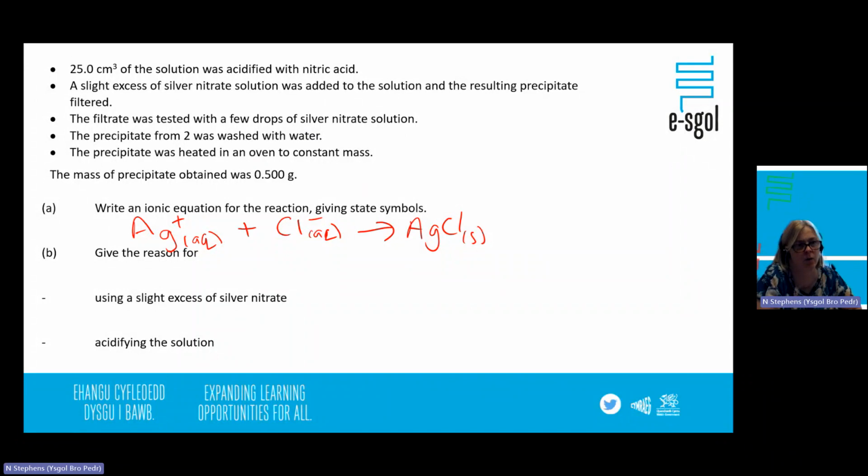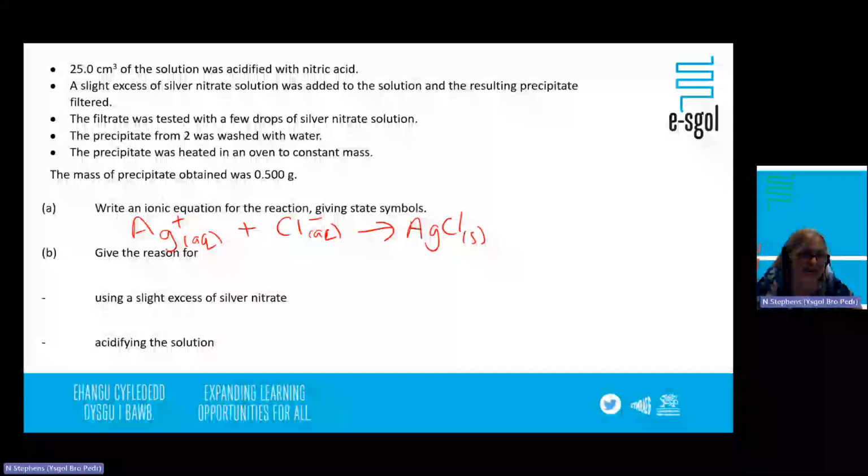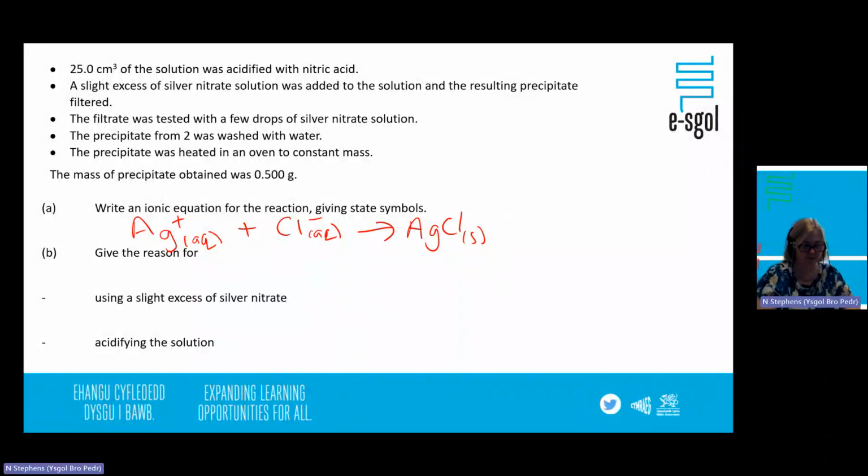It then went on and asked you, which again is well within the remit of what they may ask you, to explain why certain things were done. So give a reason for using a slight excess of silver nitrate. Okay, well, the reason that you add an excess of silver nitrate is because you want to make sure that all that chloride is indeed precipitated out. So it's just a checking mechanism. If you've got the excess of the silver, then you know that it will precipitate all of that silver chloride out, and therefore there are no further ions present. So you've precipitated all the chloride out. That's the reason for going excess.